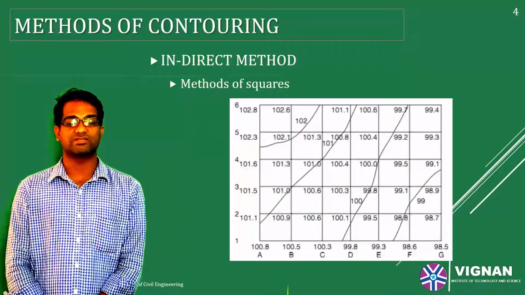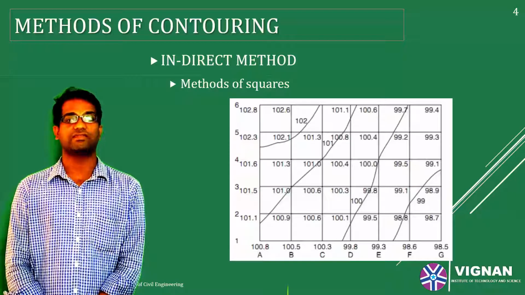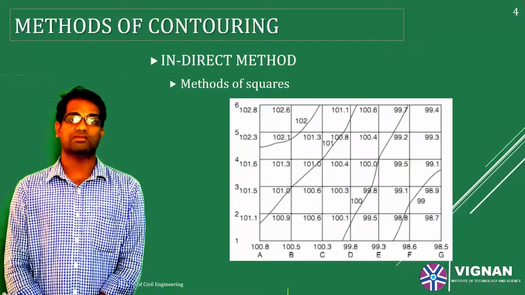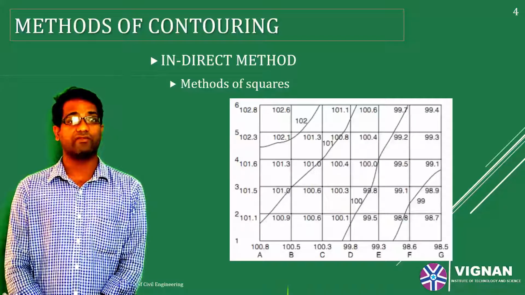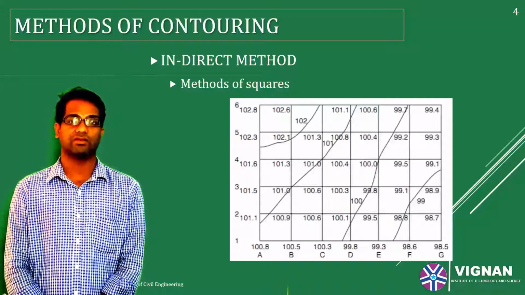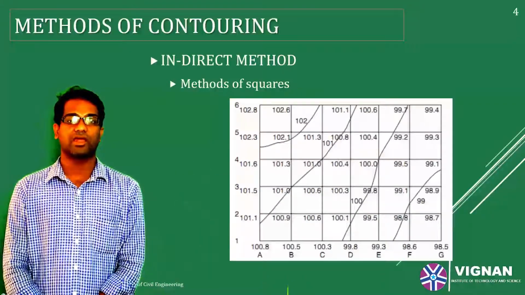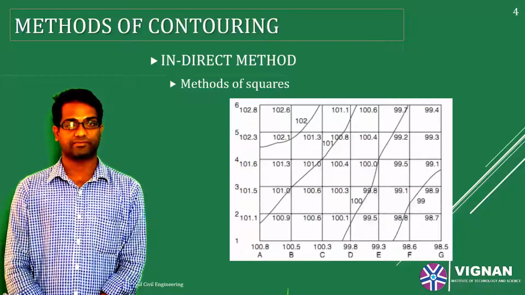And how many horizontal lines? 1, 2, 3, 4, 5, 6. It's a 6 by 7 grid. Normally, these grid lines are given numbering: in horizontal, lines are given with numbering, and vertical lines are represented with alphabets.